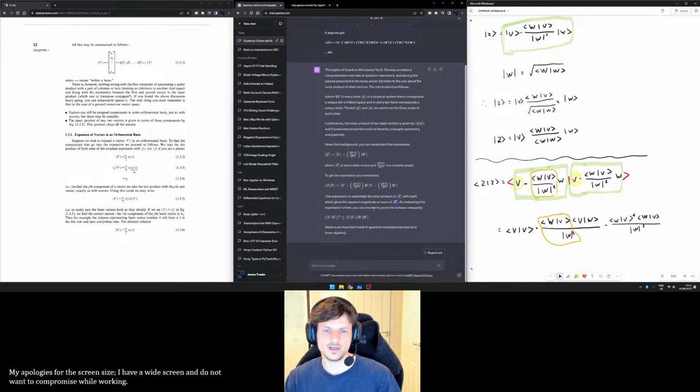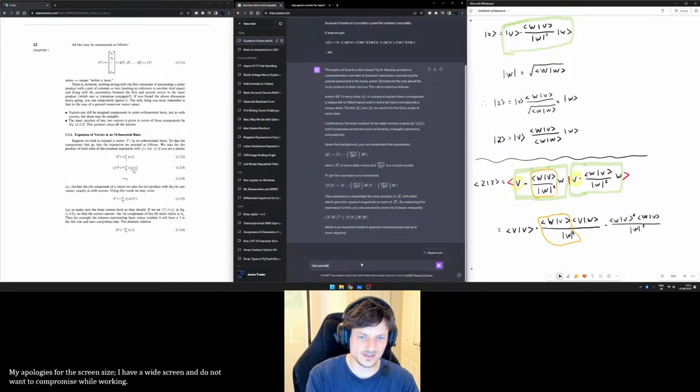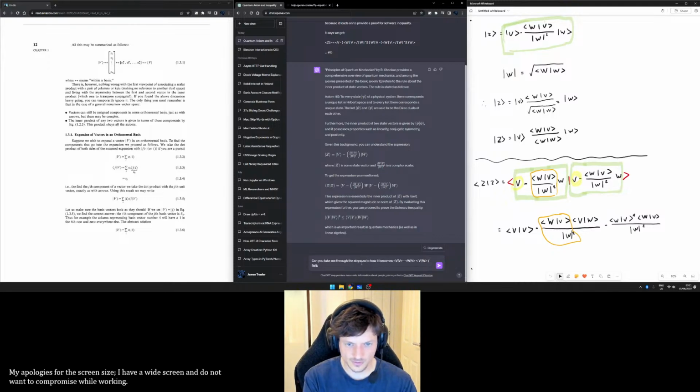By evaluating the expression further, you can... okay, so can you take me through the steps as to how it becomes v minus w v, v w over w to the power of 2, etc., minus, etc.